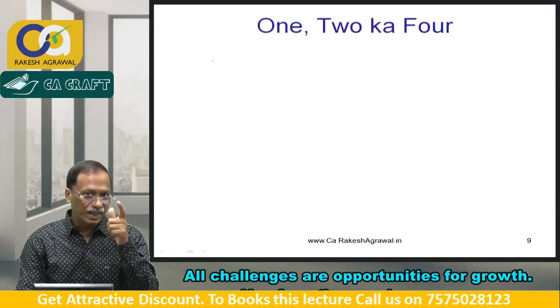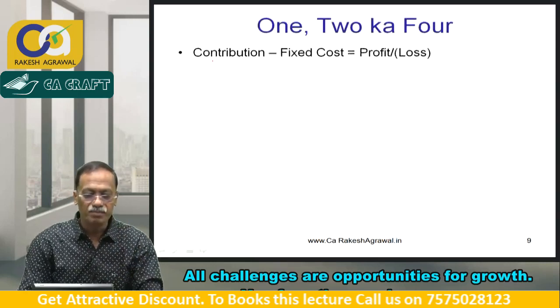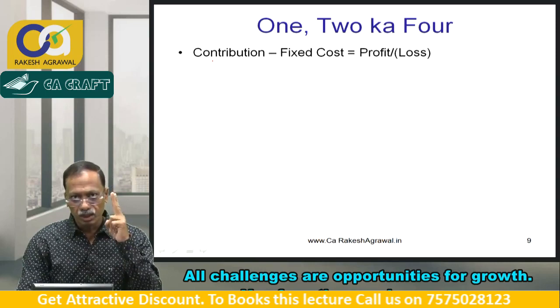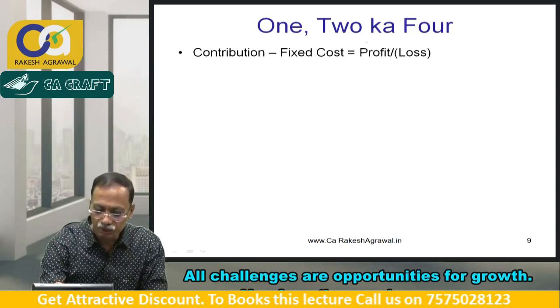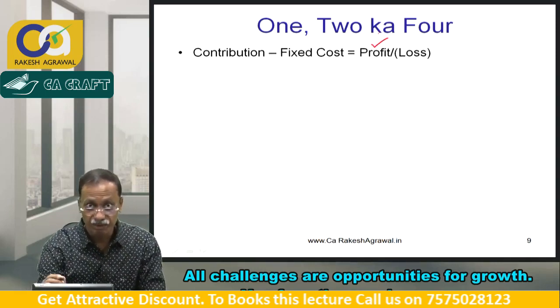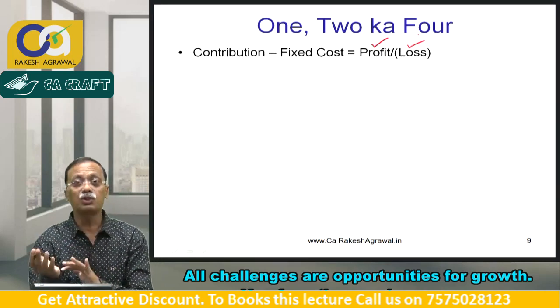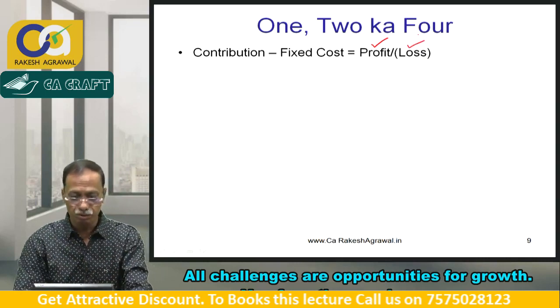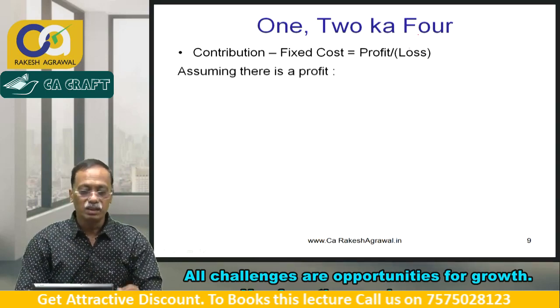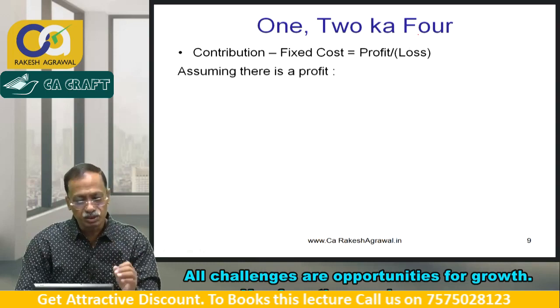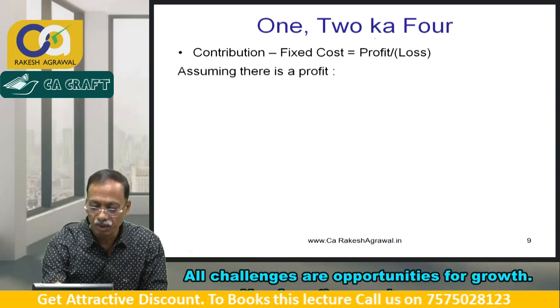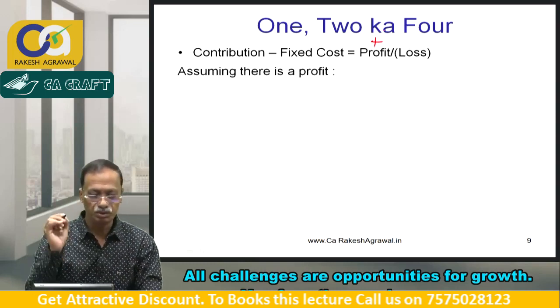Now I will reshuffle the second formula, this one. Contribution minus fixed cost is equal to profit or loss. Now I will consider two situations. One is the situation of profit, meaning where contribution is more than fixed cost. And next I will consider a situation of loss where fixed cost is more than contribution. So I will consider the situation of profit, assuming there is a profit, which means your right hand side is positive. It means you have got a profit.